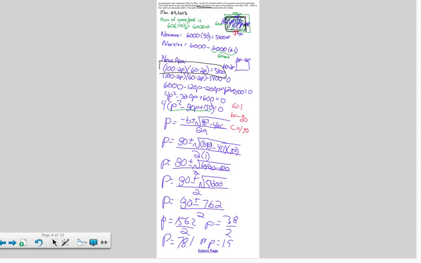Why 78? Why can't I have a path of 78 meters? It'll be negative. Why would... No, it makes sense. In the end, I got 78.1 and 1.9, right?